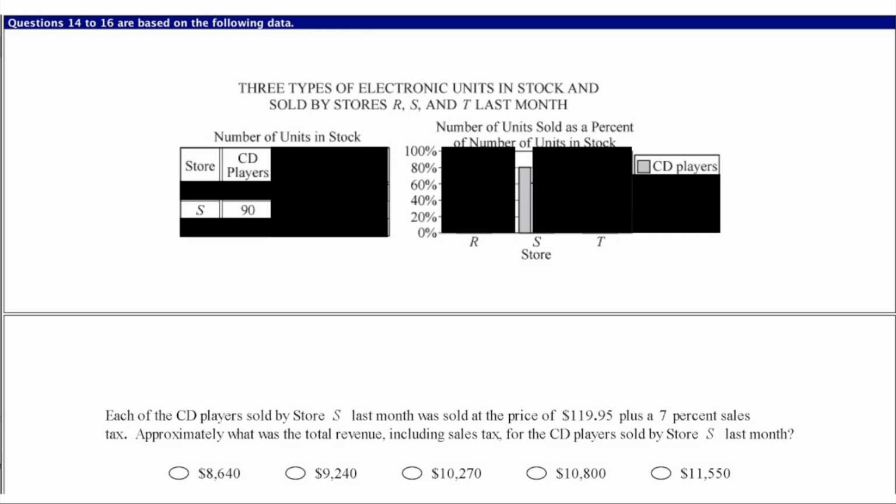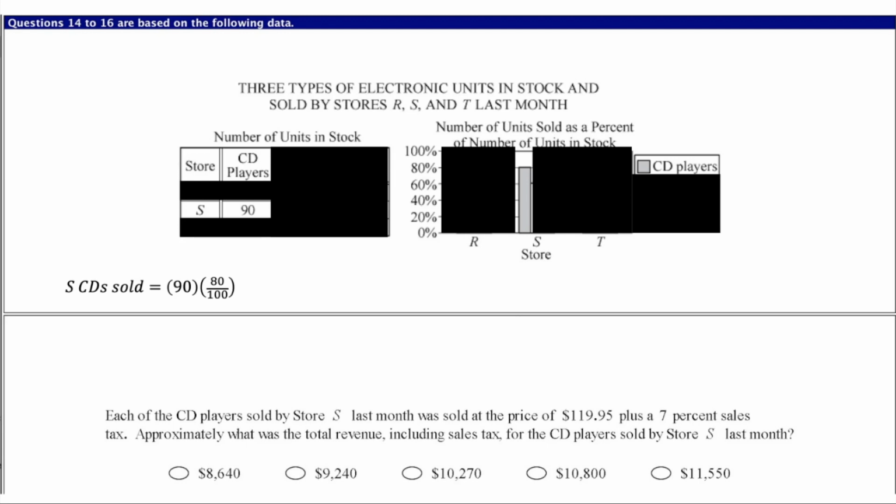Just looking at the first part of this first sentence, each of the CD players sold by store S last month. Okay, so we're looking at the CD players sold by store S, which means that this 90 units in stock is not super helpful. So let's do what we did before for TVs at T to figure out how many CD players were sold by store S. To find that out, we're going to find 80% of 90.